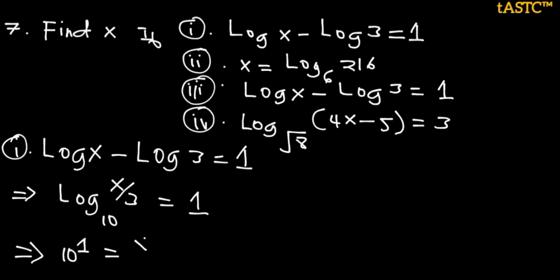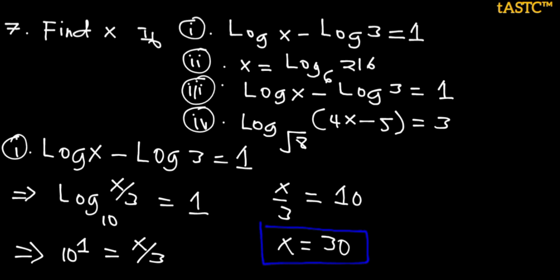And this will be equal to x divided by 3. So we got x divided by 3 is equal to 10 to the power of a 1, which is the same thing as a 10. And so if you wanted to find out what will be the x, you just want to cross multiply with the 3. So that will give us a 30. And so this will be the answer. X is equal to 30.